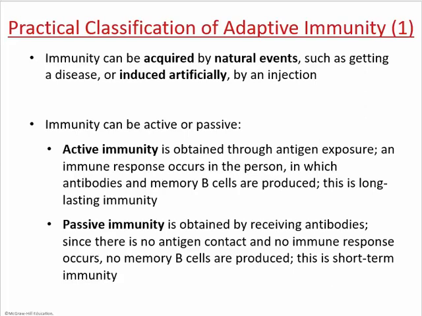So passive, you don't make the antibodies. Active, you do make the antibodies. Natural is natural events. Artificial means that you've had an injection. So vaccination is artificial, active. Mother's milk is natural, passive. Getting sick is natural, active. And a gamma globulin serum is artificial, passive.